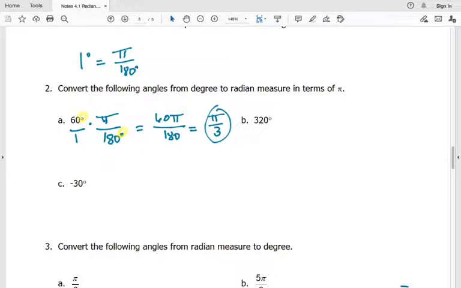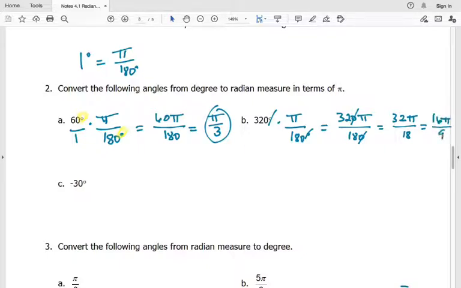320 degrees, if I multiply that times pi over 180 degrees, again, that's so that your degrees cancel out, you're left with 320 pi over 180. And then when you simplify that, I'm going to knock the zeros off, so that gives me 32 pi over 18. And then both of those are even numbers, so it simplifies even further. That would be 16 pi over 9.